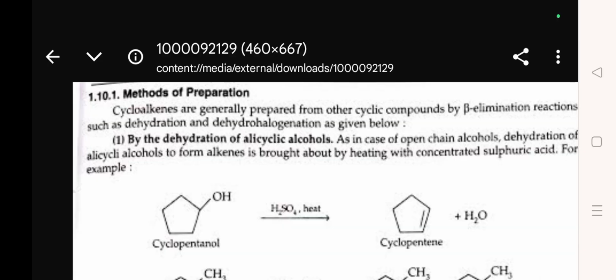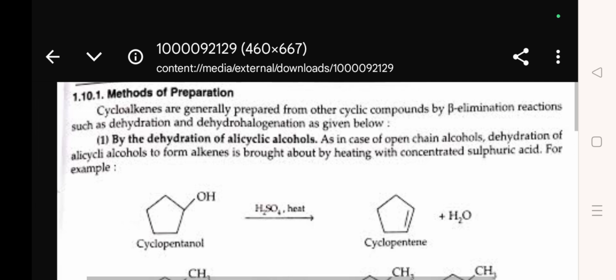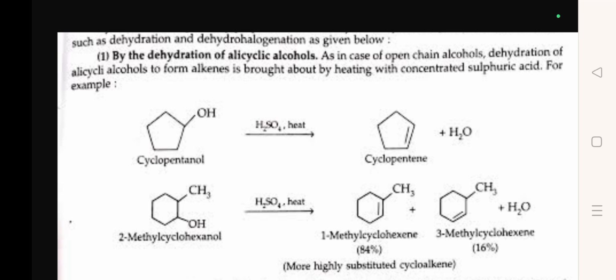Now, we shall discuss the method of preparation of cycloalkenes. Cycloalkenes are generally prepared from other cyclic compounds by beta elimination reactions such as dehydration and dehydrohalogenation. By the dehydration of alicyclic alcohols: as in the case of open chain alcohols, dehydration of alicyclic alcohols to form alkenes is brought about by heating with concentrated sulfuric acid. For example, cyclopentanol in the presence of H2SO4 and heat gives us cyclopentene plus H2O.